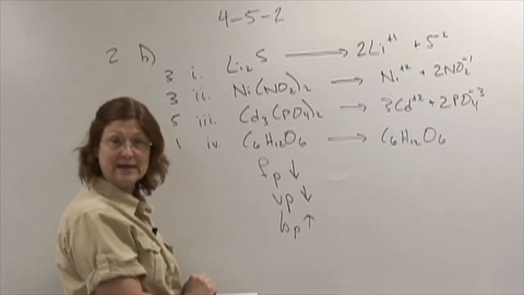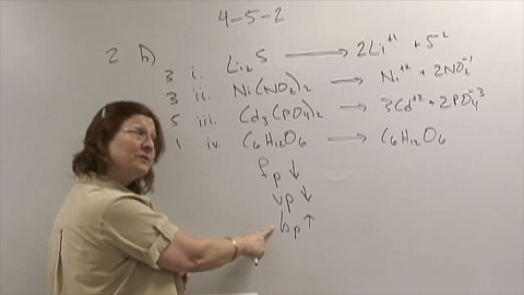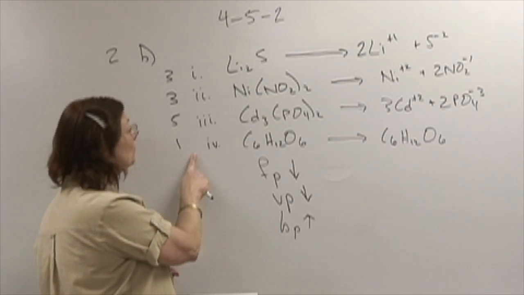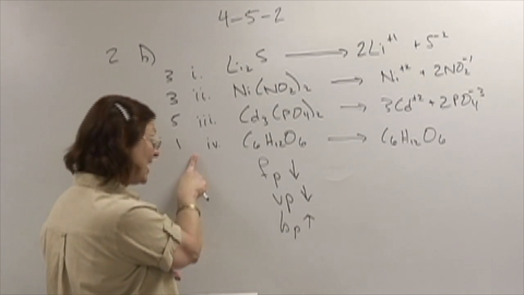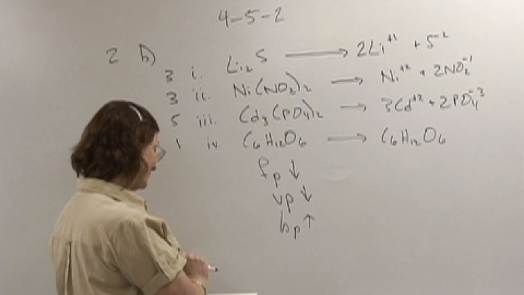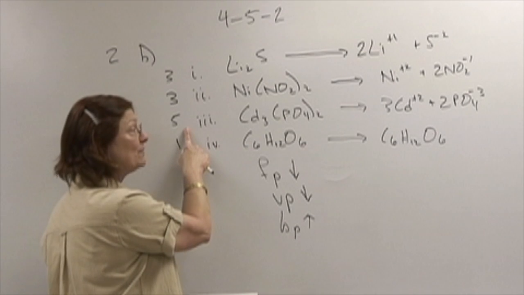And then I have the lowest boiling point, and I see that boiling point goes up the more particles I have. Therefore, the one with the lowest boiling point would be the one with the least number of particles, and that would be glucose. And finally, the highest boiling point would be the one with the most particles, and that would be my cadmium phosphate.